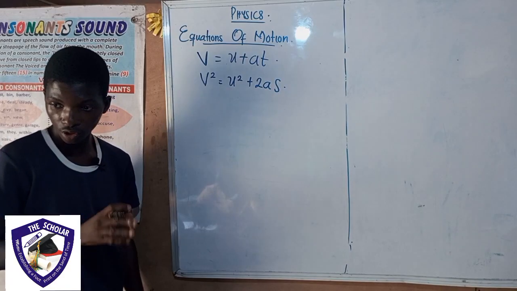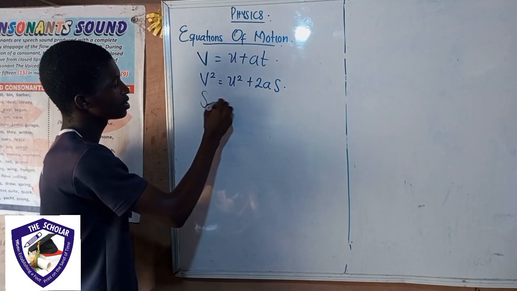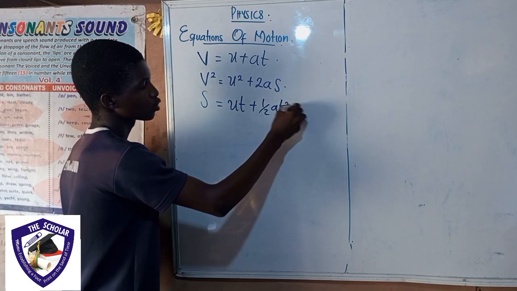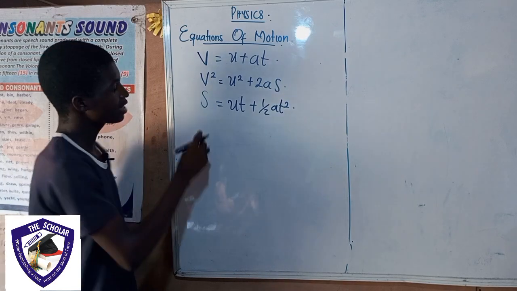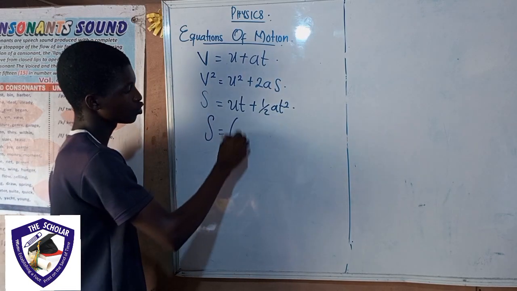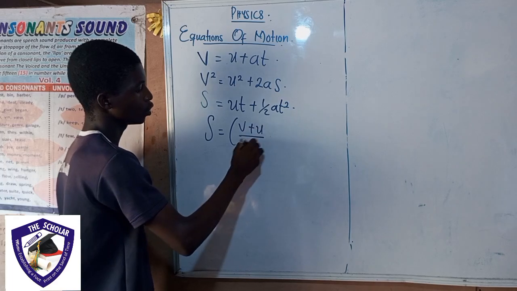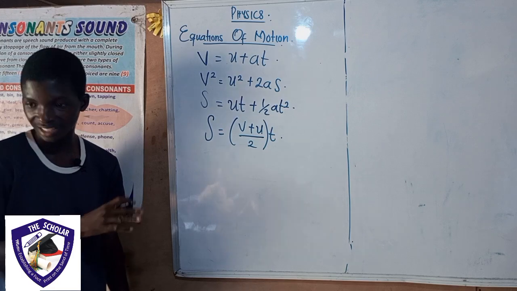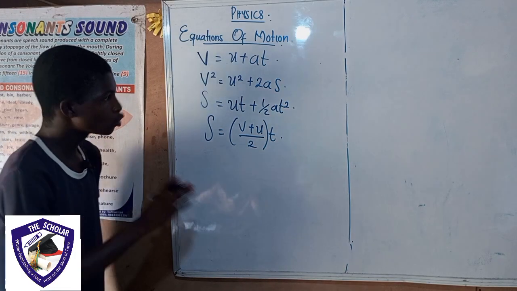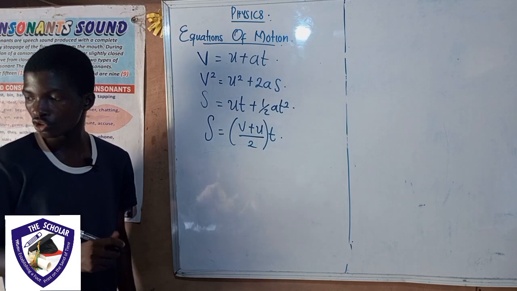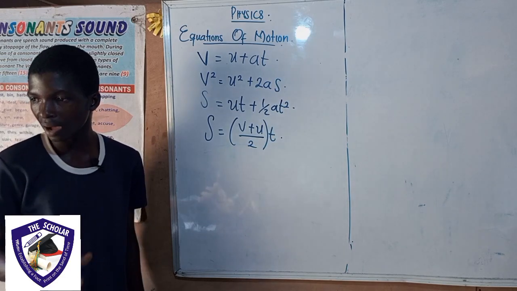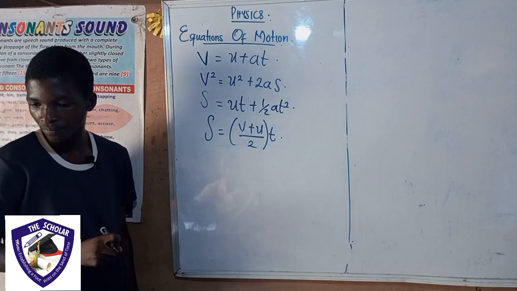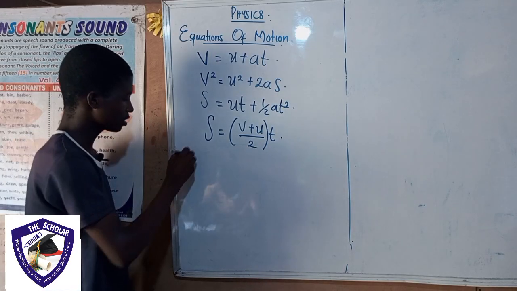We have the third equation of motion, which is S equals UT plus half AT squared, and our last equation of motion, S equals V plus U over 2 times T. All these equations of motion have applications. To know when to apply them, check your parameters and notice which are included in any of these formulas. All you need to do is write out the formula, then substitute for them. Now, let us start with example 1.